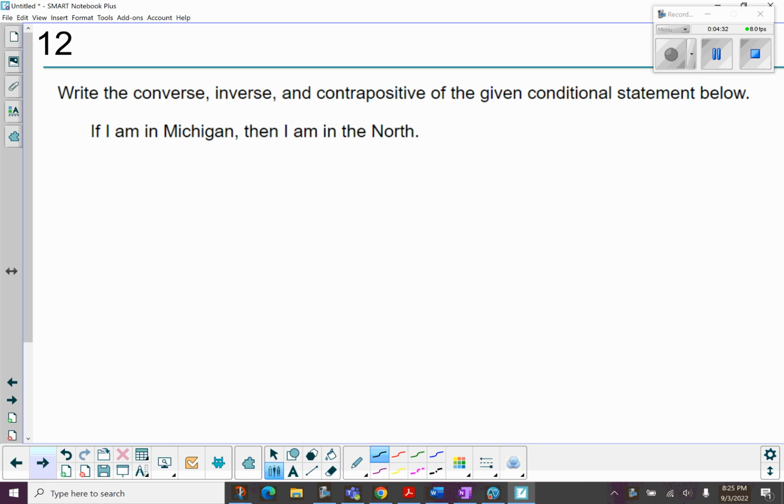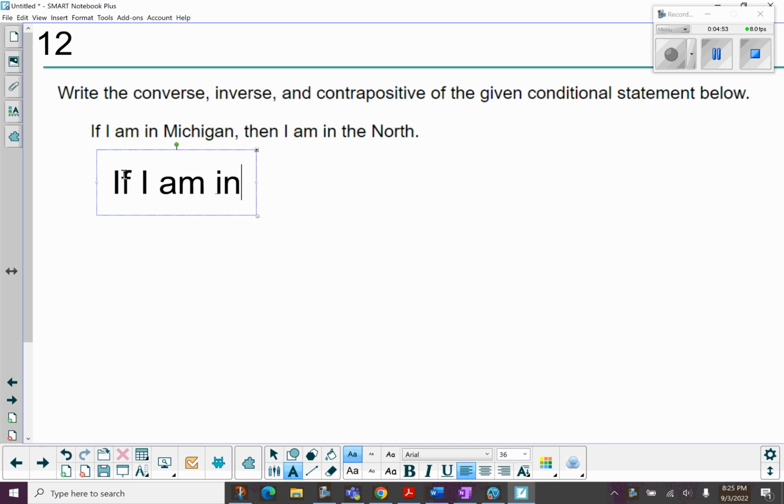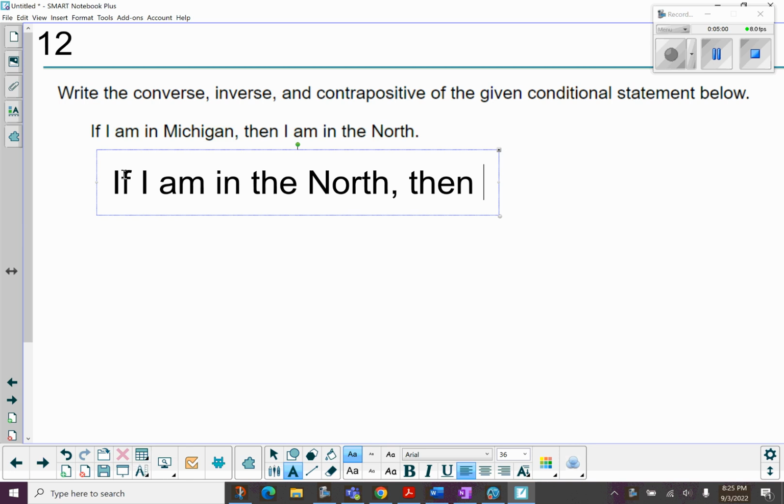All right, let's take a look at number 12. Write the converse, inverse, and contrapositive of the given conditional statement below. Note, it does not say anything about truth values. Just want to get used to the format. So the statement: if I am in Michigan, then I am in the north. The converse: if I am in the north, then I am in Michigan.